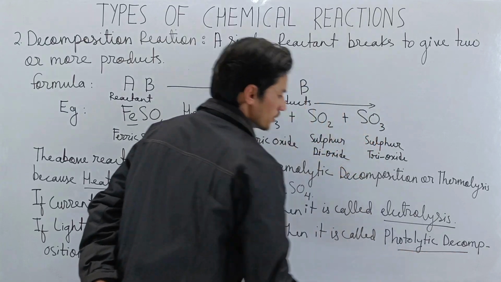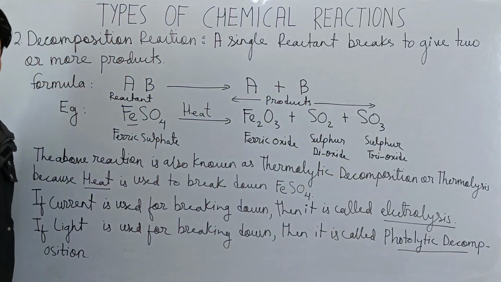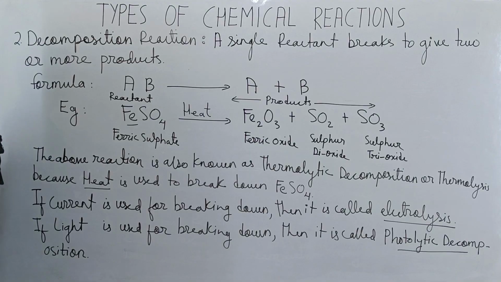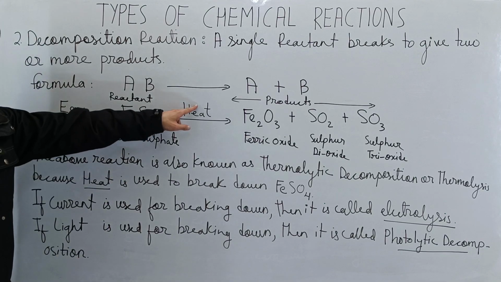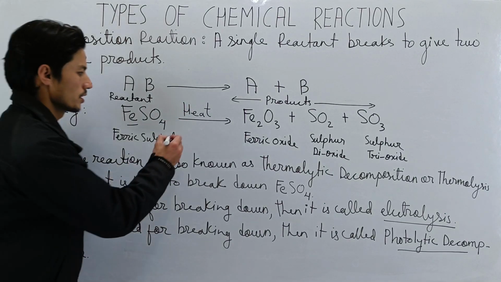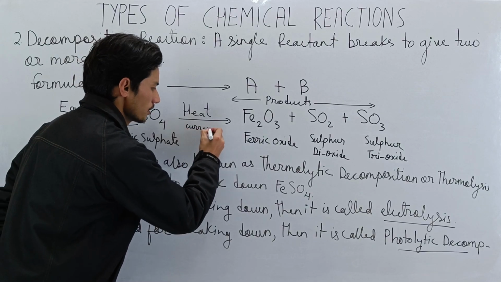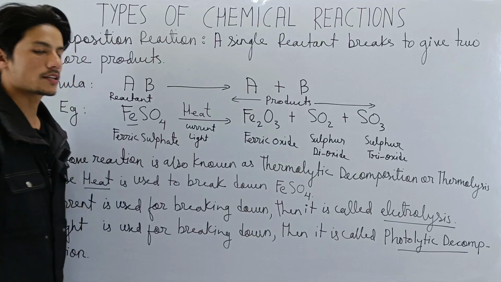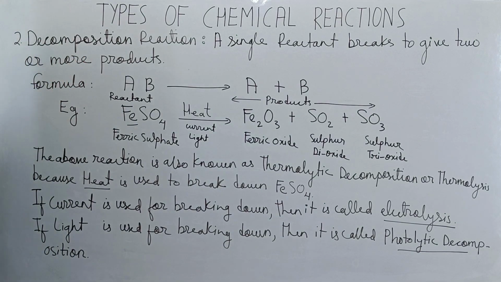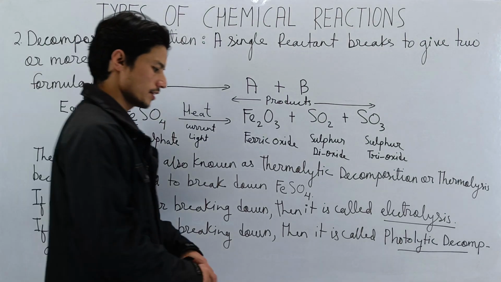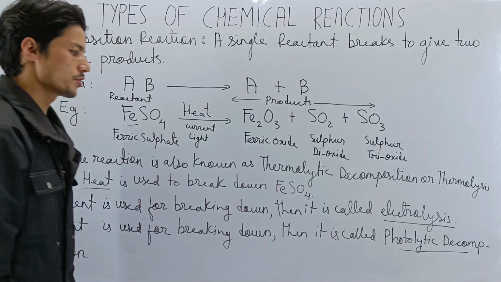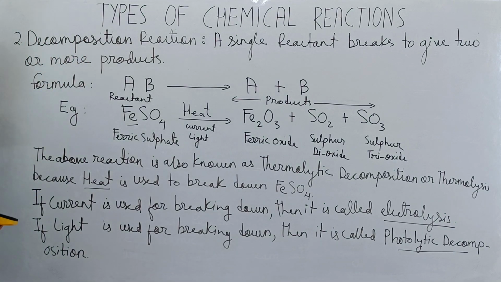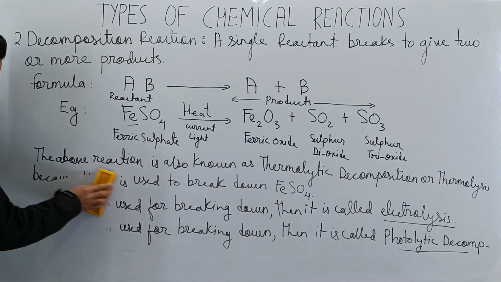And also you have to know the different agents which can be used to bring about decomposition reaction. We can use heat, we can use current, and sometimes we can use light. So these are the three agents which can bring about decomposition reaction. So kindly write it down because I'm going to erase it. We will be discussing a little bit about photolytic decomposition because it is important and it is also there in your textbook. So let me erase this one.